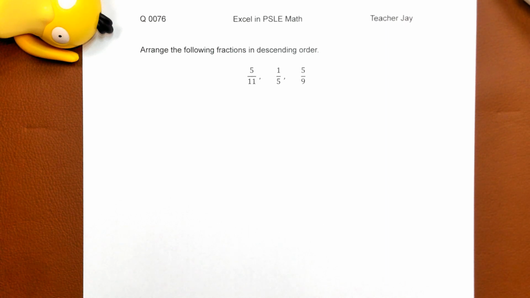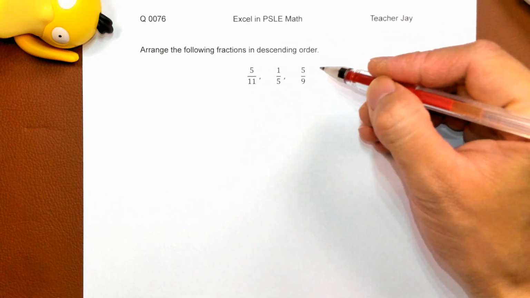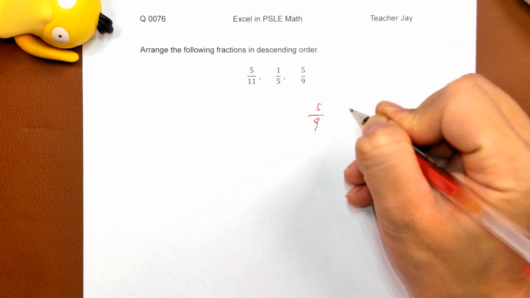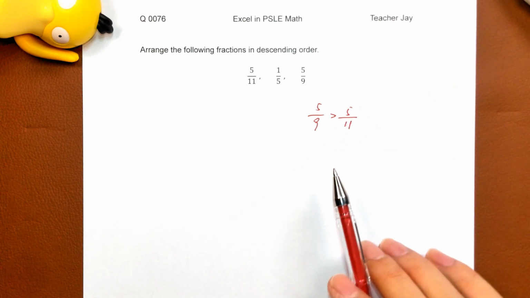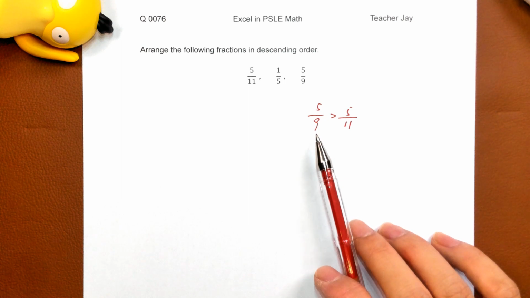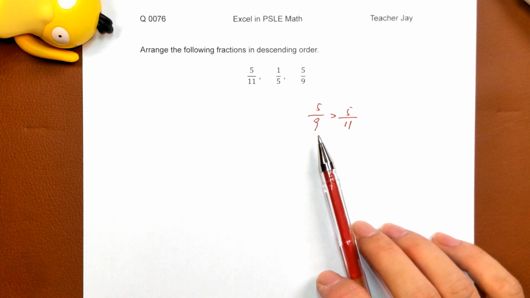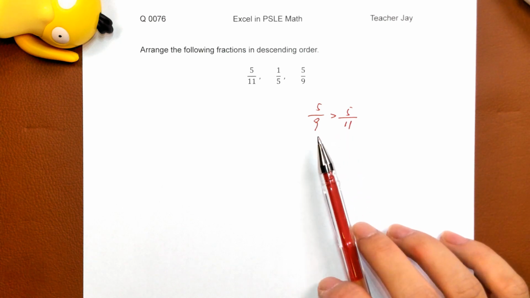I repeat again, for fractions greater than 0, which are positive numbers, if the numerators are the same, the larger the denominator, the smaller the value. Just like 5 over 11 and 5 over 9, we know that 5 over 9 is greater than 5 over 11. The smaller the denominator, the larger the fraction. Similarly, the larger the denominator, the smaller the fraction.